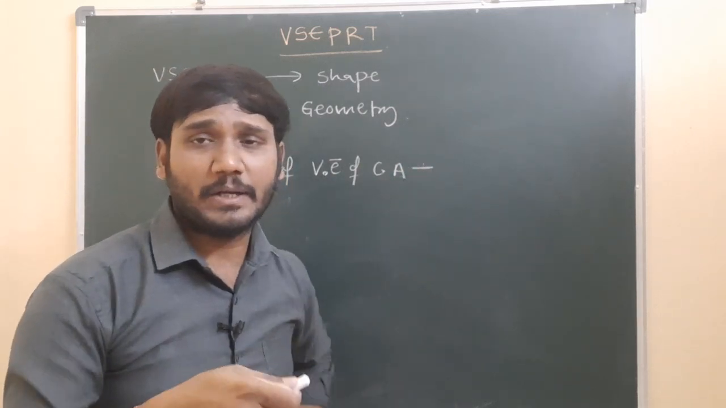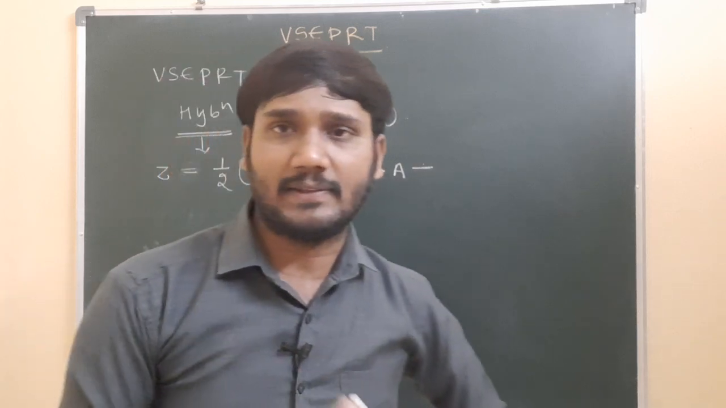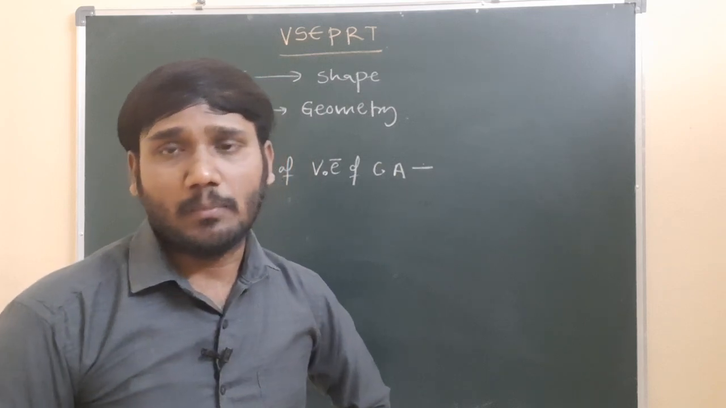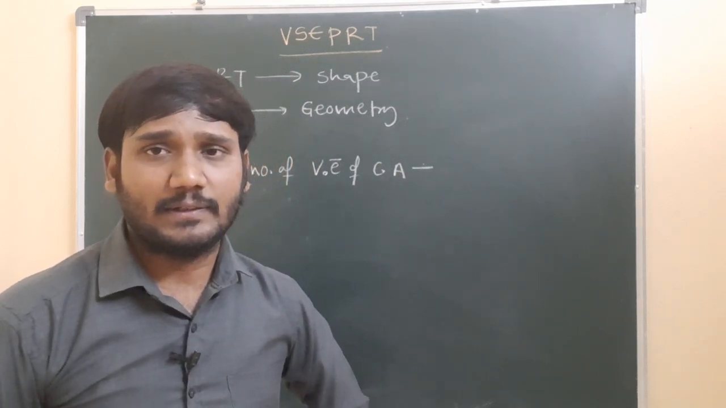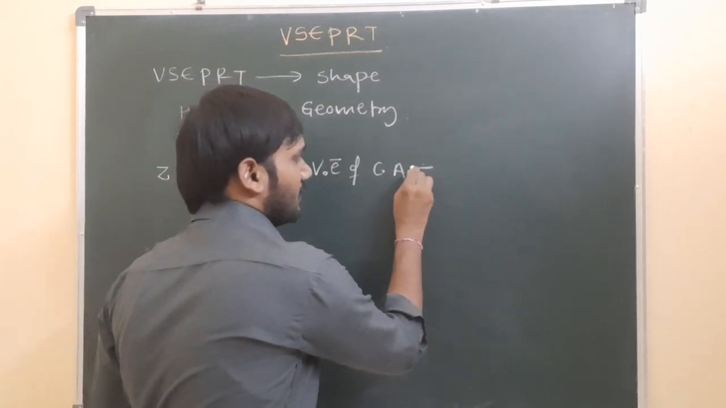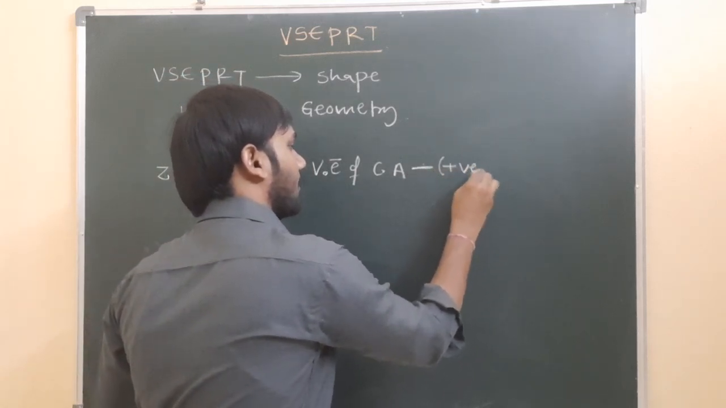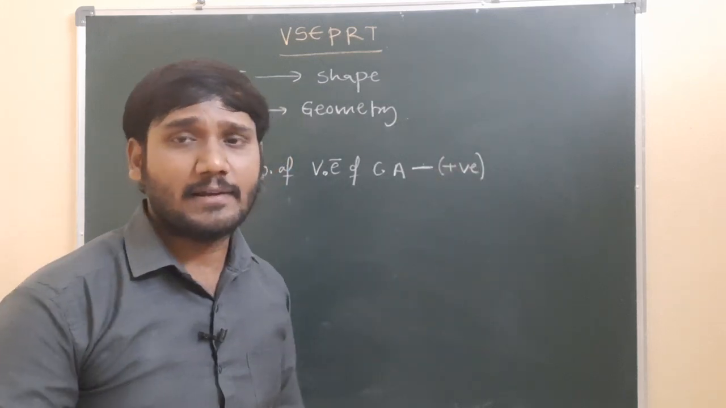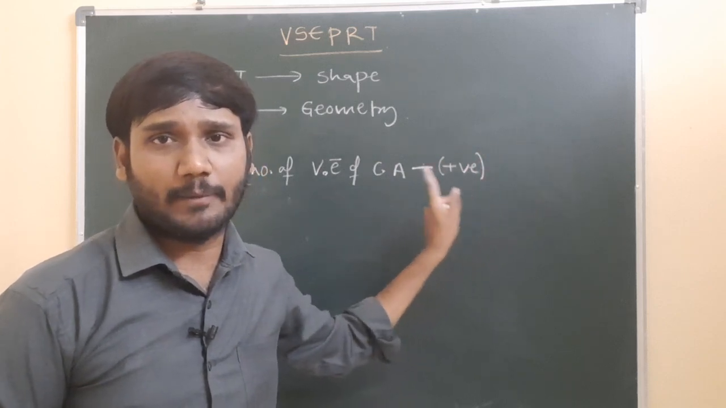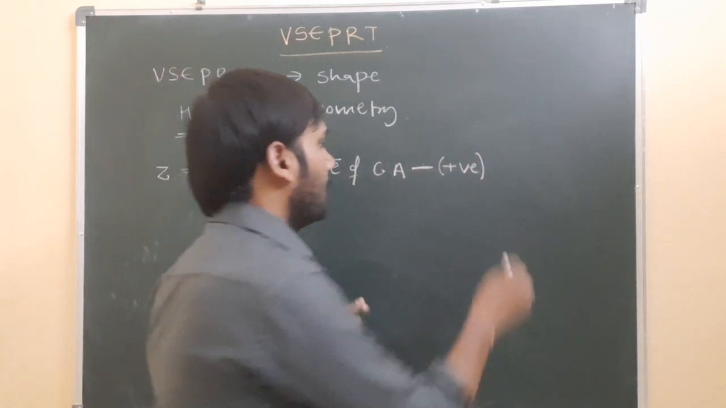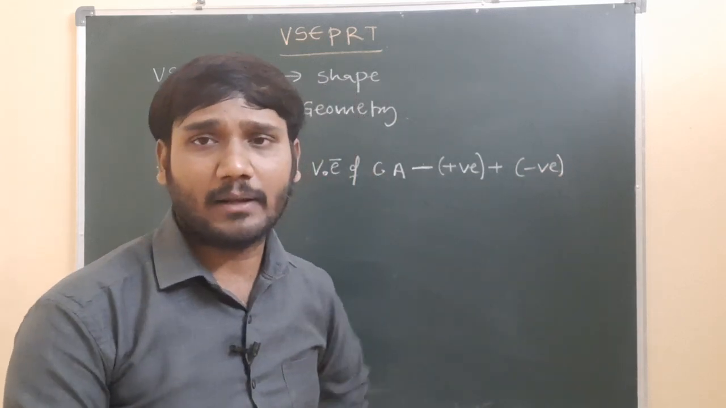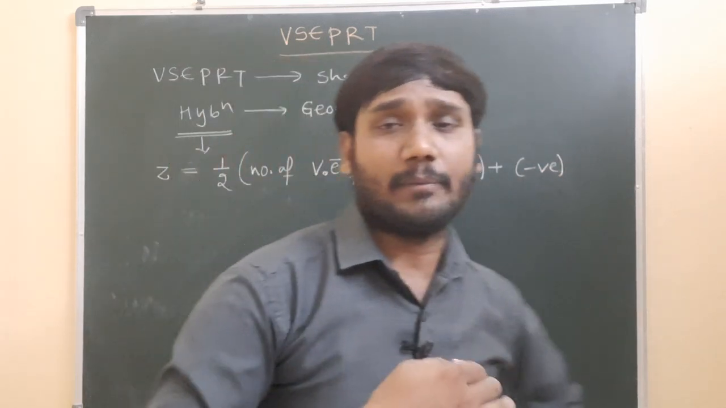positive charge. If any molecule has a positive charge, for example NH4 plus, and next CO3 2 minus has a negative charge. If any molecule has a positive charge, however many positives are present, you have to write here. That is minus positive charge, because positive charge is nothing but electrons being lost. So from the valency electrons, however many are lost, that means minus. And next, plus negative charge. Negative charge is nothing but when an atom accepts electrons.